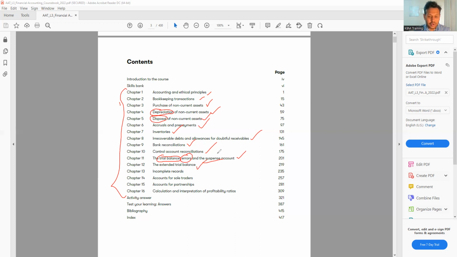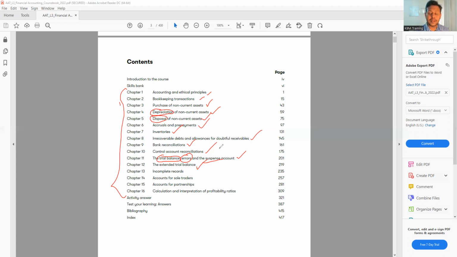Chapter number 12, we have extended trial balance. Extended trial balance is basically the trial balance we prepare before we prepare our financial statement. So if you know how to prepare the extended trial balance, you are almost ready to prepare your financial statement, because extended trial balance is the most important thing before you actually prepare the financial statement and submit to HMRC.